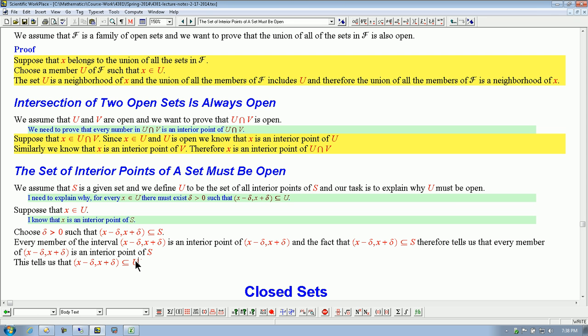We are assuming that S is a set about which we know nothing. U is defined to be the set of all interior points of S. We want to prove that U is open. The heading: the set of interior points of a given set must always be open.